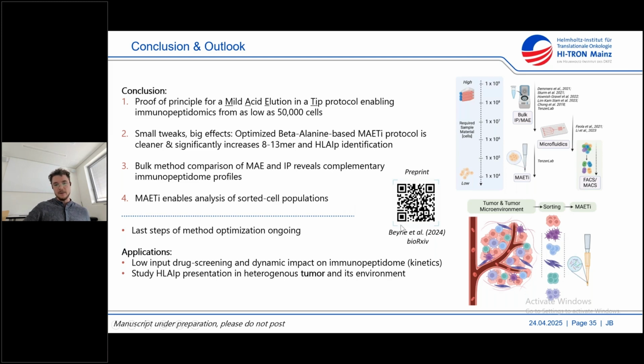And the last steps of the method optimization are still ongoing. We're cooking up something nice for the manuscript, so just stay tuned for what we will be coming up with. Applications of these methods for sure can also include drug screenings or kinetics, where you would previously be using a lot of cells and need to grow them. And our dream is still also advancing in oncology, for example tumor microenvironments and analyzing cell populations here.